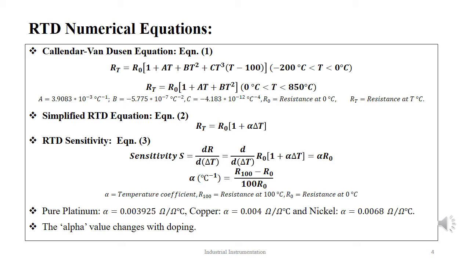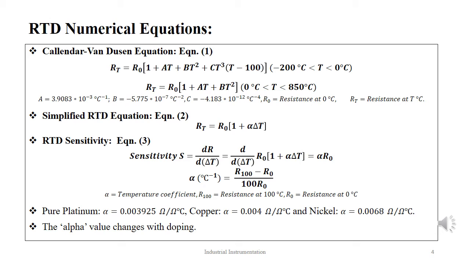The Callendar-Van Dusen equation is used to determine the resistance value for the RTD temperature sensors and is given as in equation 1 below, having three constant values in this expression A, B and C. We see that the temperature scale is more nonlinear in the range of -200 degrees Celsius to about 0 degrees Celsius, and the nonlinearity is reduced between the range of 0 degrees Celsius and 850 degrees Celsius.